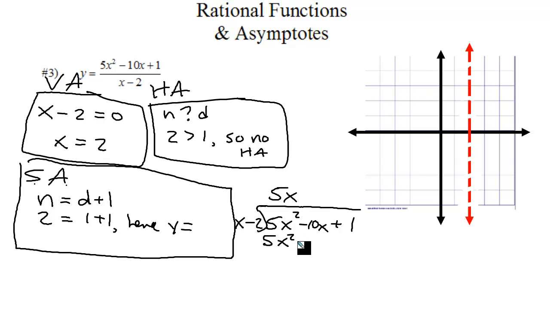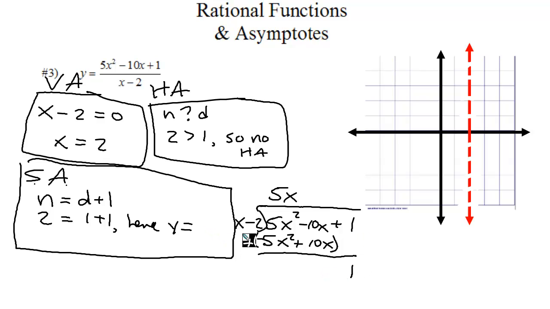Take 5x times a minus 2 and we get minus 10x. And then, instead of keeping it like this, we add and we change the signs of each of these terms. In other words, we're subtracting. But I think it's easier, instead of just saying subtract, that you add and change the signs. 5x squared plus a negative 5x squared gives us 0. Minus 10x plus 10x gives us 0. Bring down the 1.